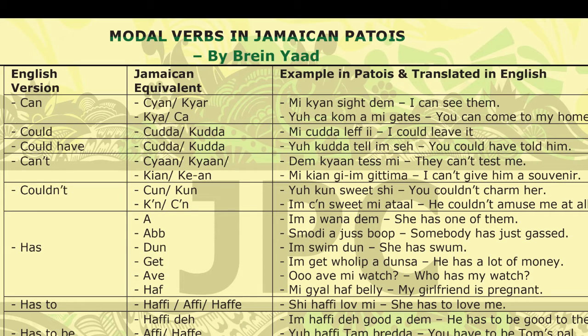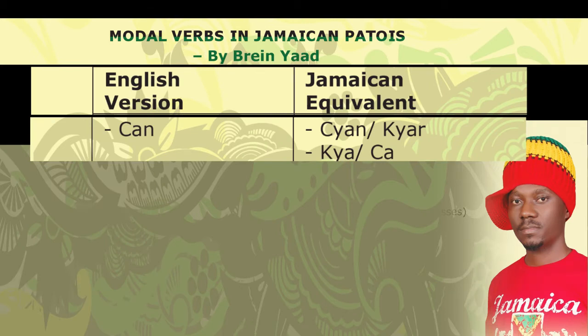As you can see on your left, we have the English version, and under it, in the first column, we have can. How do you say can in Jamaican? The word can has the same pronunciation as car, a vehicle. A vehicle is also pronounced as kia. So you can as well use kia to mean can. Under Jamaican equivalent, we have can, kia.